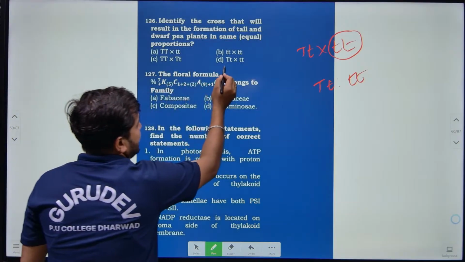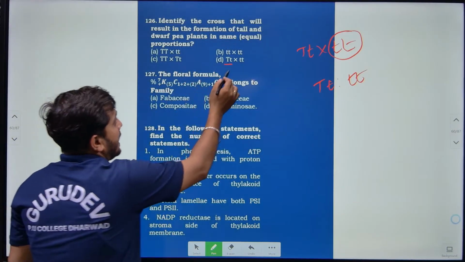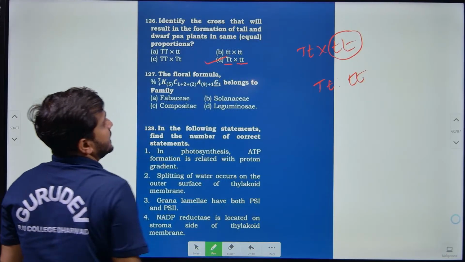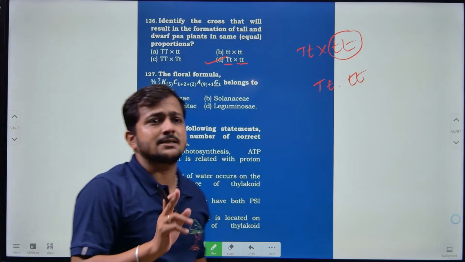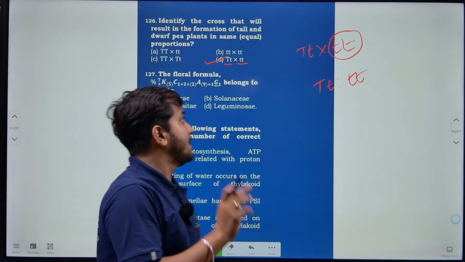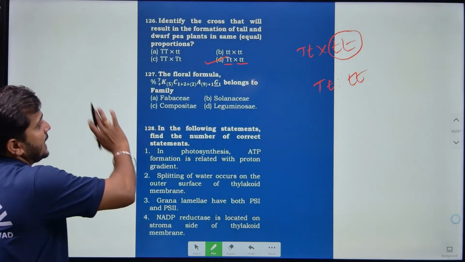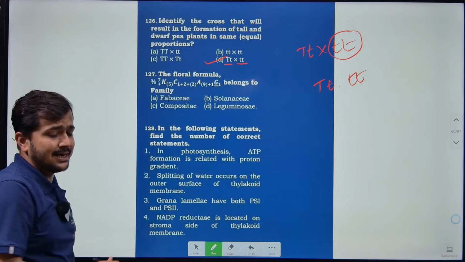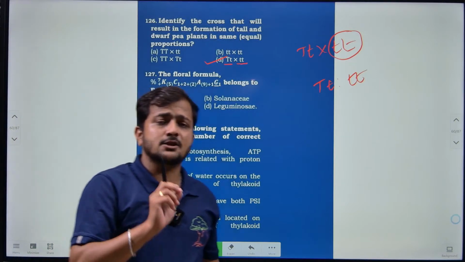The heterozygous condition is capital T small t, and small t small t, that is option D. One should be heterozygous and one should be homozygous, and that itself will give me equal proportion. You can consider it as the test cross.